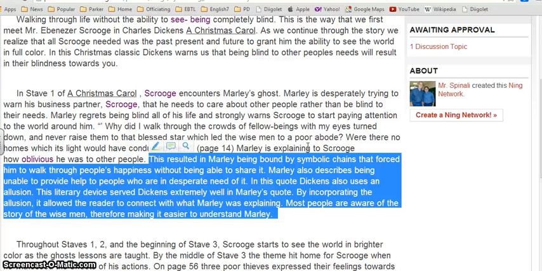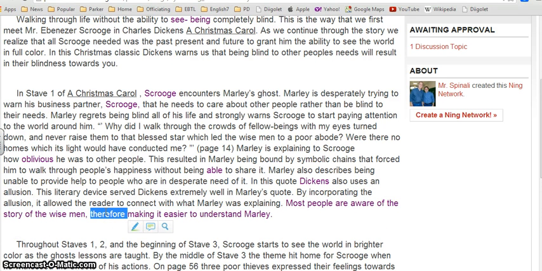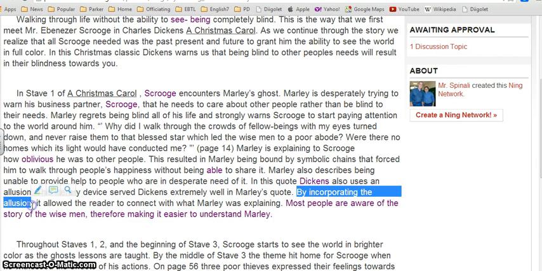A couple places where Lucy's used transitions nicely is this last part right here. Most people are aware of the story of the wise men, and then this transition phrase, therefore, making it easier to understand Marley. She's made it really clear and simple for us to understand how the two ideas are connected. She's also used a nice phrase here: by incorporating the allusion, it allowed the reader to connect with what Marley was explaining. So she's using a transitional phrase in the beginning to show what we're doing.